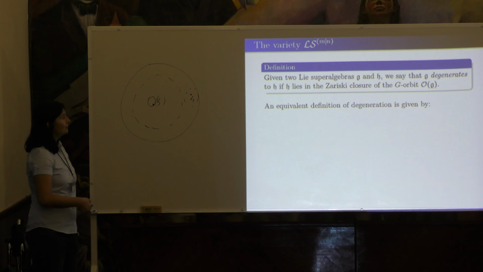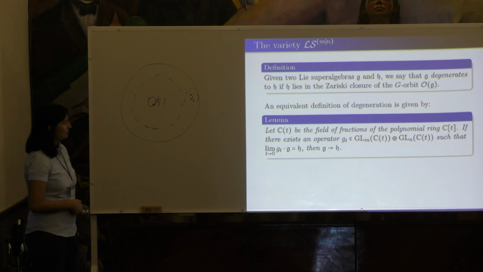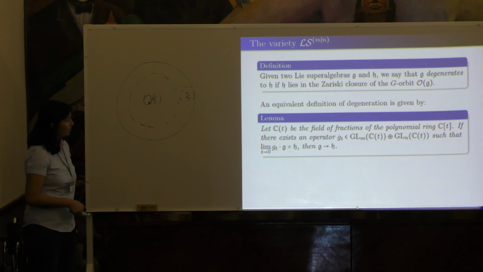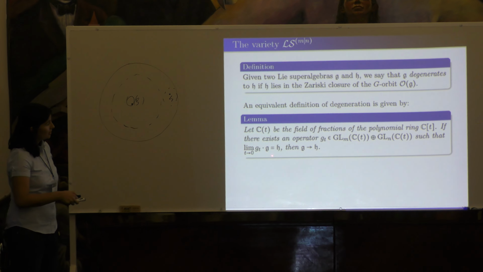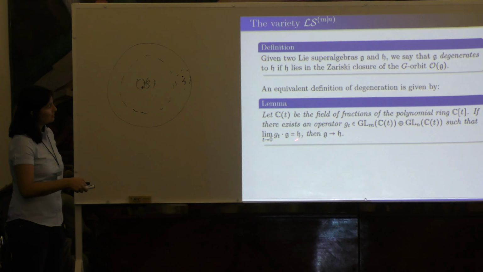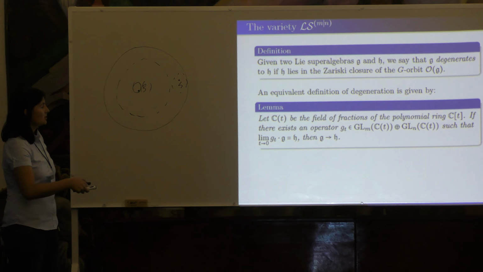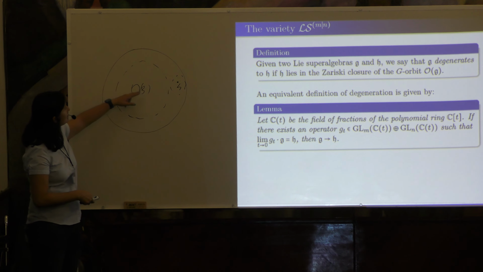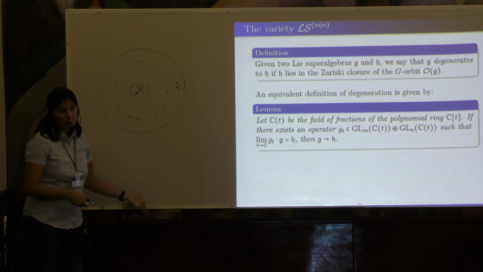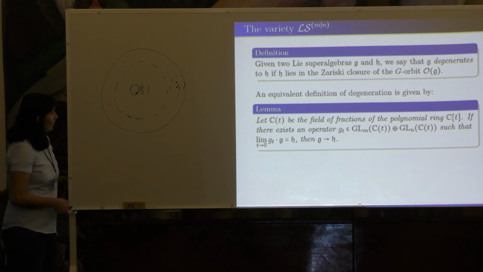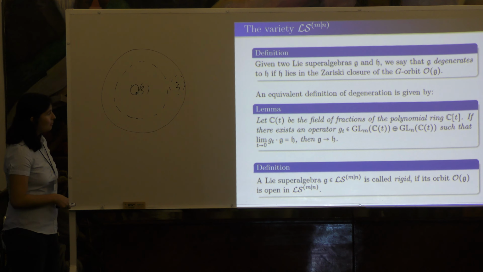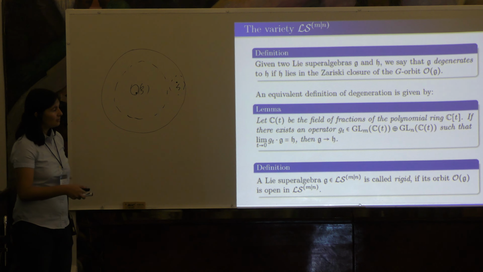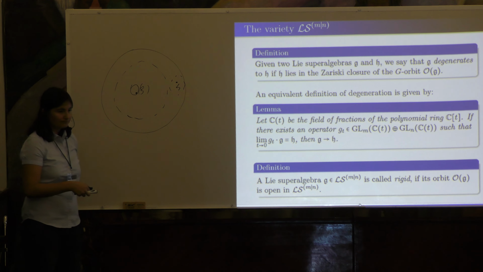An equivalent definition of degeneration is given by this lemma. If we have an operator g_t such that the limit of g_t acting on G is equal to H, then we say that G degenerates to H. So we can move continuously from G to H. And we say that a Lie superalgebra is rigid if its orbit is open in the variety.